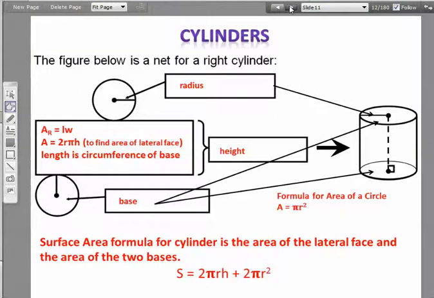Okay, this is all the same thing. I've just added some stuff to it. It says the formula for the area of a circle is pi r squared. So the surface area formula for the cylinder is the area of the lateral face and the area of the two bases. So you plug that in and you get this formula. Remember, here's your area of the rectangular lateral face, and here is the area of a circle, and you're multiplying it by 2 because you have two bases.